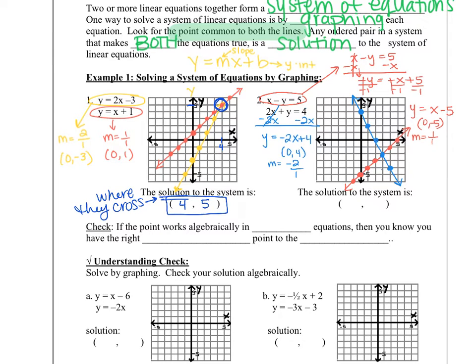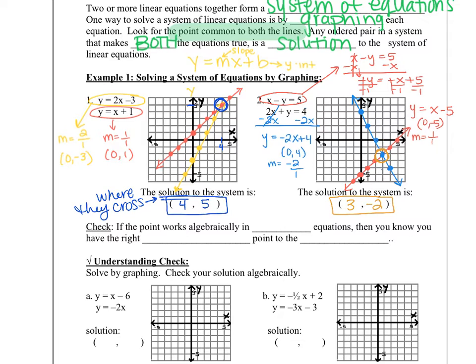And where do they cross? It looks like they cross right here. So it would be over 3, down 2. Negative 2. Remember, down is always negative, and left is always negative.